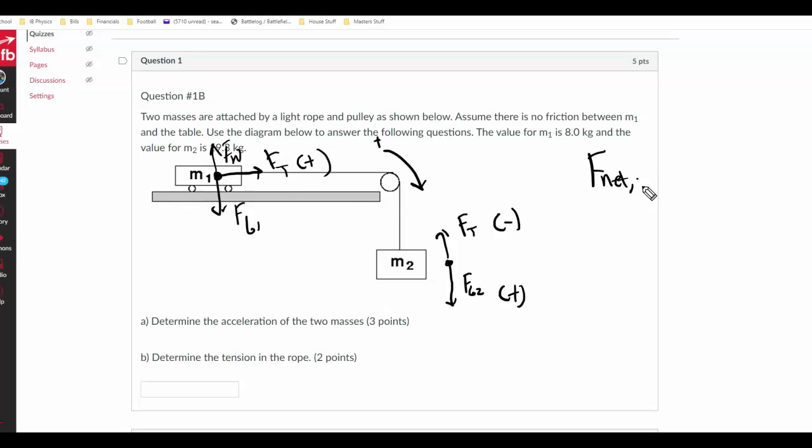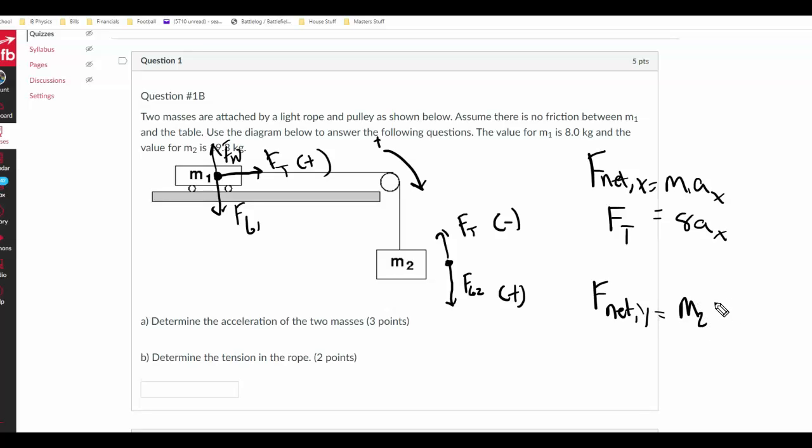Okay, and so if you write out your Newton's second law equations, for mass 1, we have F net x equals m1 ax. We know the system is accelerating. We know m1 is 8. I don't know what the acceleration is. I write down the sum of the forces in the x direction because there's no friction. All I have is Ft. And then I do the same thing for mass 2, only this time it's only accelerating in the y direction.